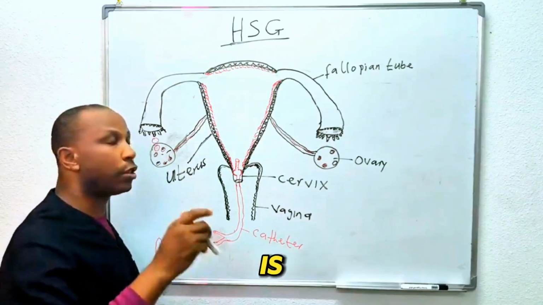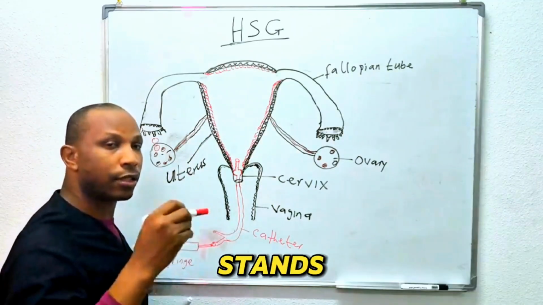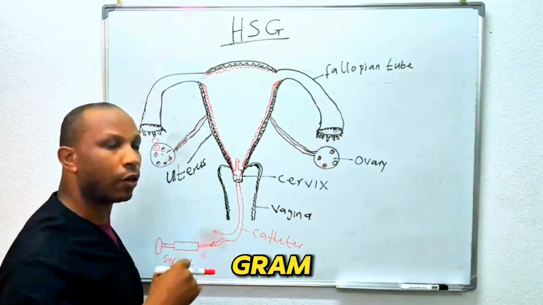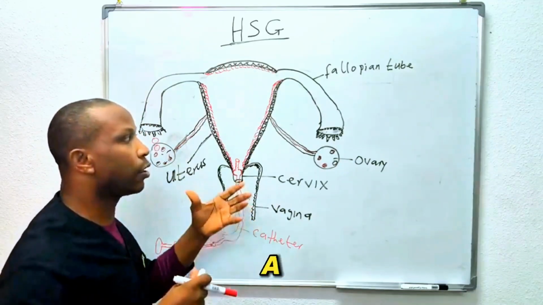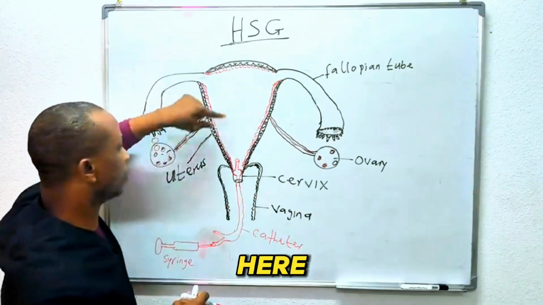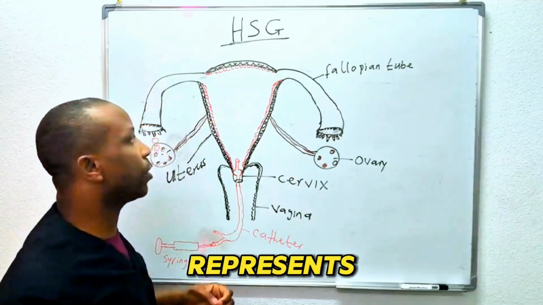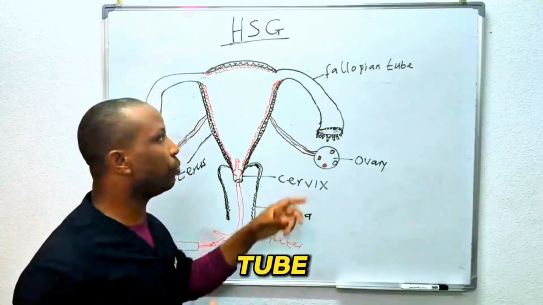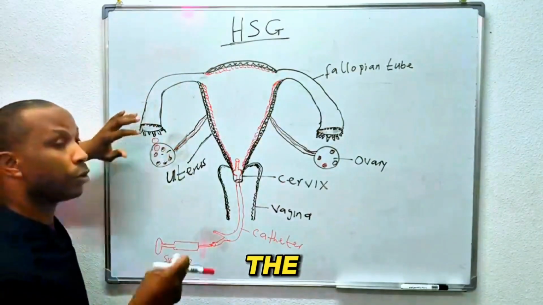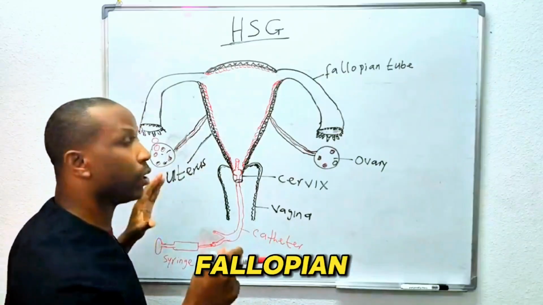So the number one question is, what is HSG? HSG stands for hysterosalpingogram. All right. Hystero is a Greek word that represents the uterus, which is the womb, which is here. This is the uterus. And salpinx is a Greek word that represents the fallopian tube. And this is the fallopian tube. Remember, we have two fallopian tubes, the right and the left fallopian tube. Every female has two fallopian tubes.